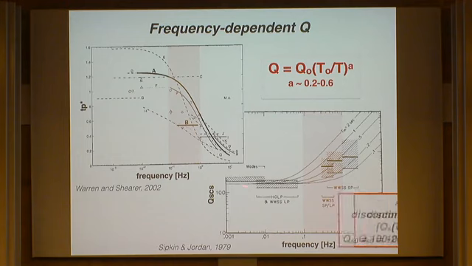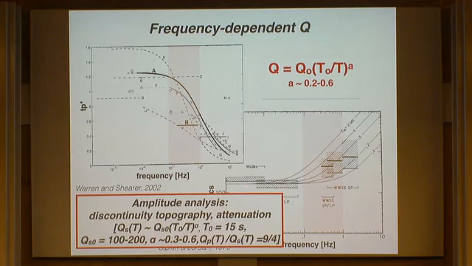In our analysis, when we take into account the amplitude change due to the discontinuity topography, we also take into account attenuation. In other words, we consider the regional estimate of the Q at relatively long period, say about 10 seconds or so. Then we consider this observation that introduces frequency dependent Q with exponent alpha between 0.3 and 0.6. That gives us a correction due to attenuation.